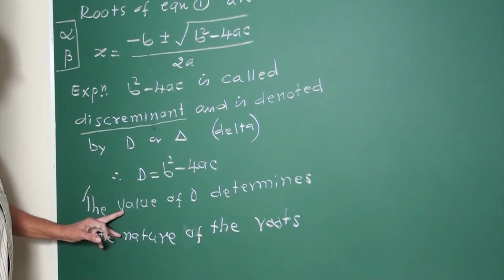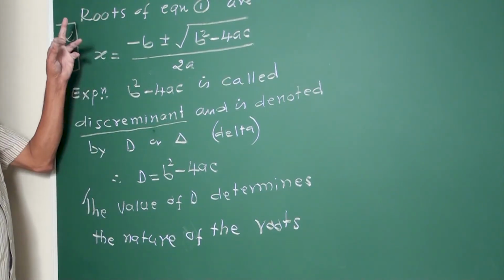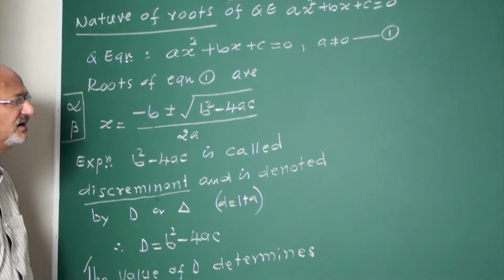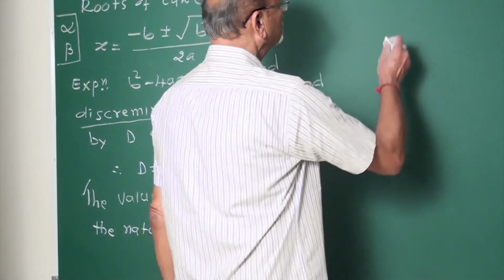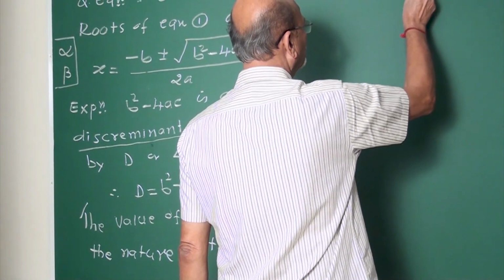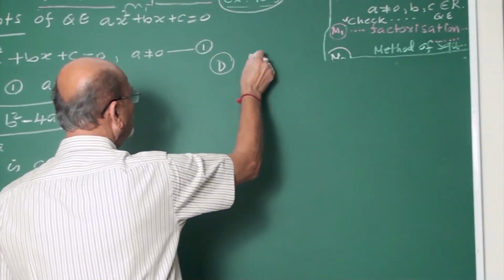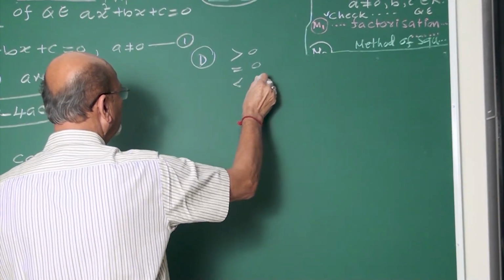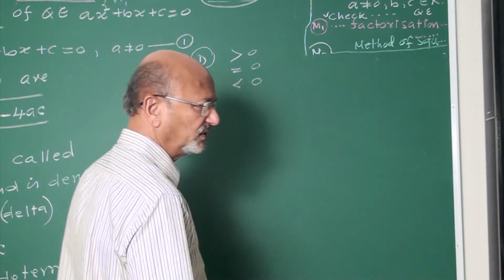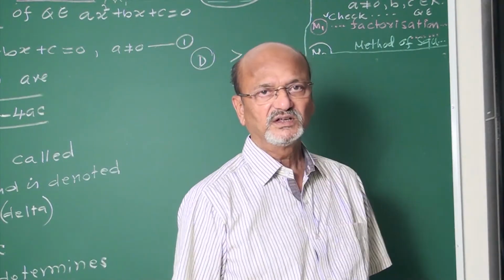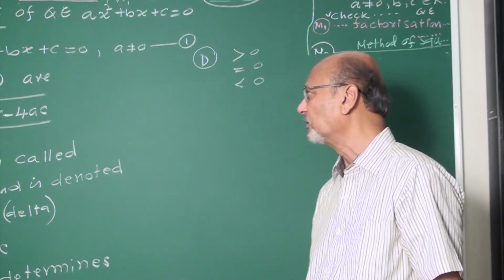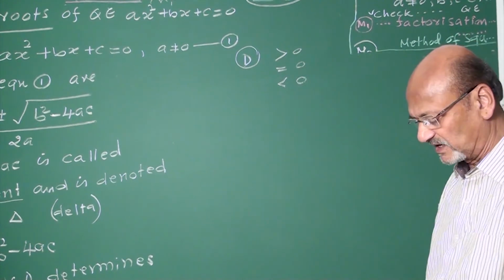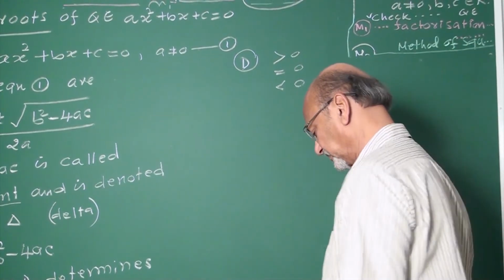The value of D determines the nature of the roots. Now what are the values of D? D may be positive first, D may be equal to 0 second, D may be less than 0, which will be third. Yes, my friend, now we will discuss one by one. What is first? Let D be greater than 0. First case.